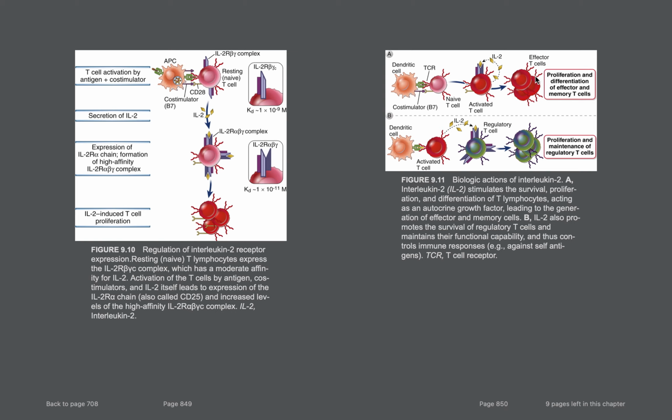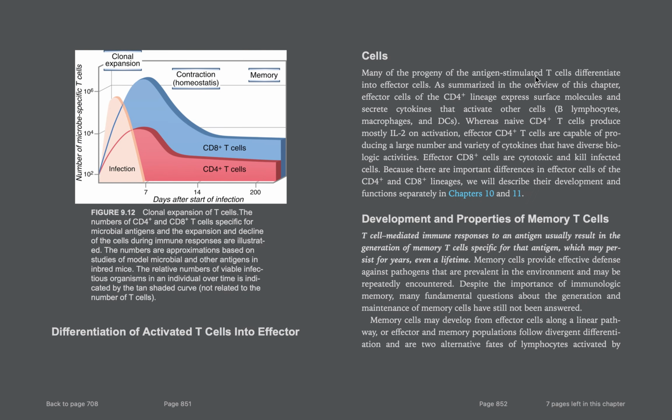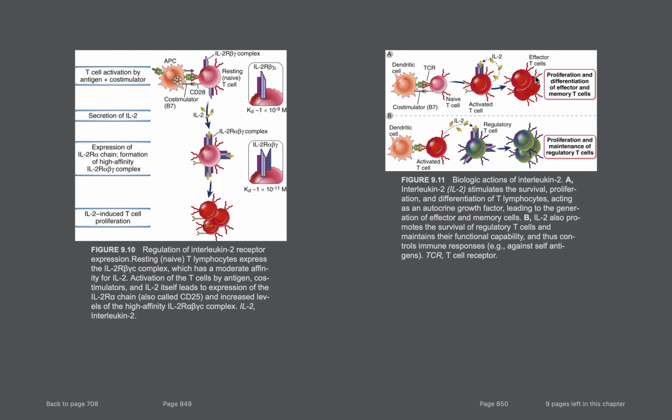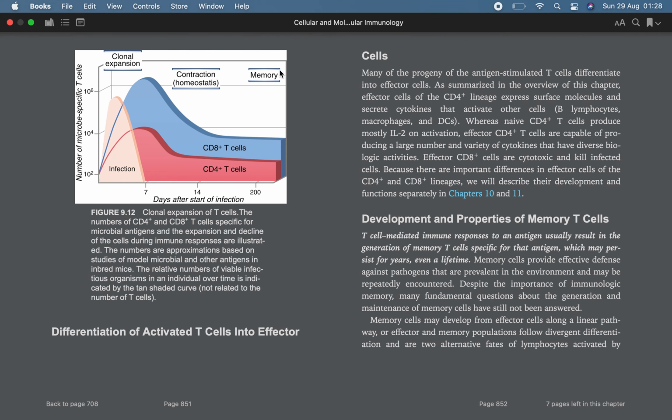So, the biological actions of interleukin-2. A, interleukin-2 stimulates the survival, proliferation, and differentiation of T lymphocytes, acting as an autocrine growth factor, leading to the generation of effector and memory cells. B, interleukin-2 also promotes the survival of regulatory T cells and maintains their functional capability, and thus controls immune responses against self-antigens. So we saw the diagram already. Then you see this diagram here.